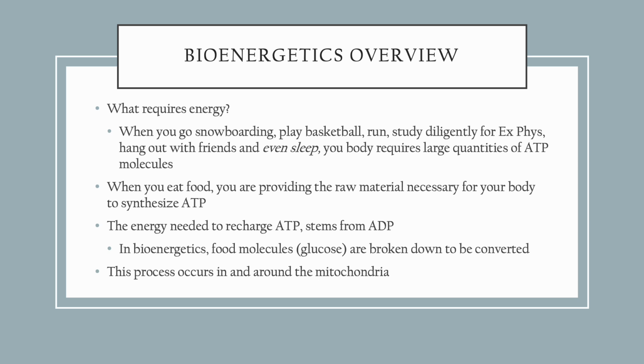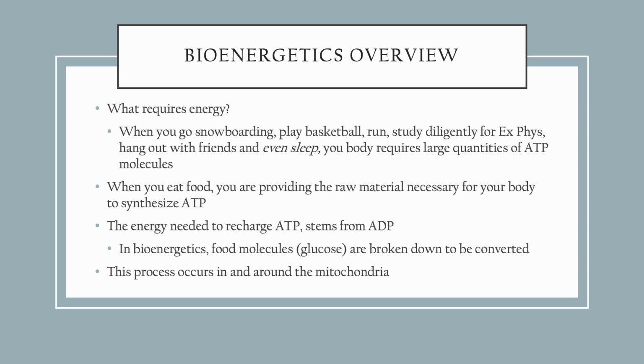So how do we get this? When you eat food, you're providing the raw material that your body needs to synthesize that ATP. So we eat carbs, fats, proteins. That is the raw material. It then goes through multiple processes to synthesize ATP. That is what we're discussing in this chapter. We're talking about the energy systems that use this raw material to form ATP.